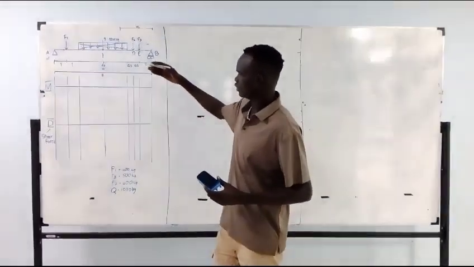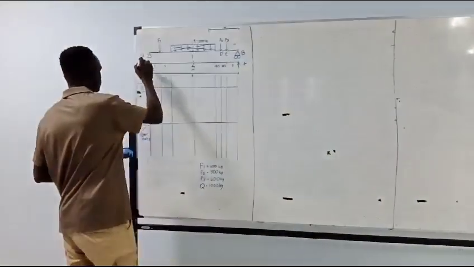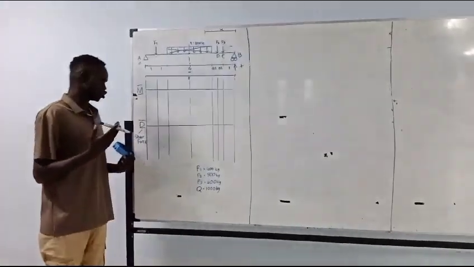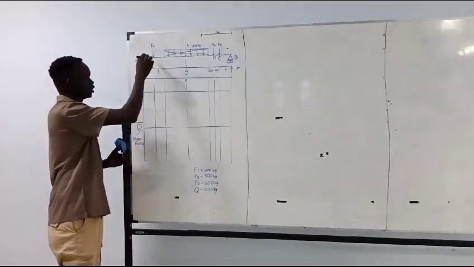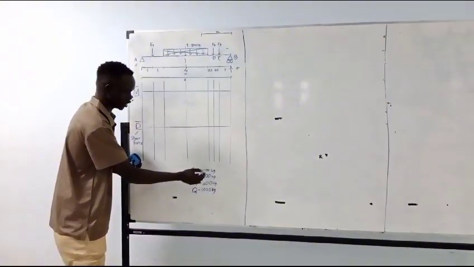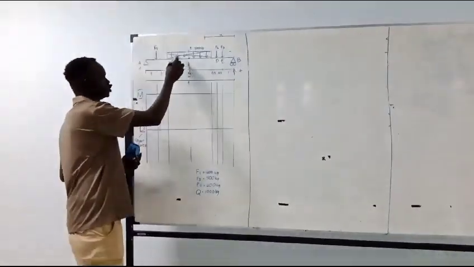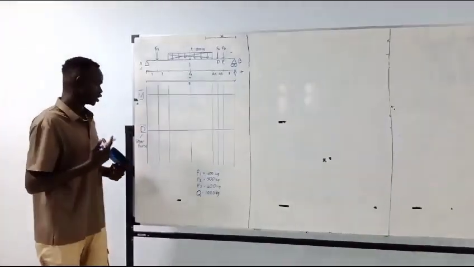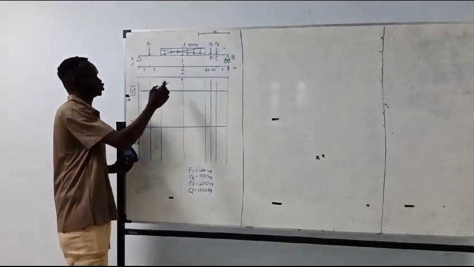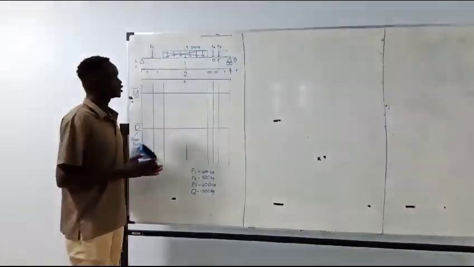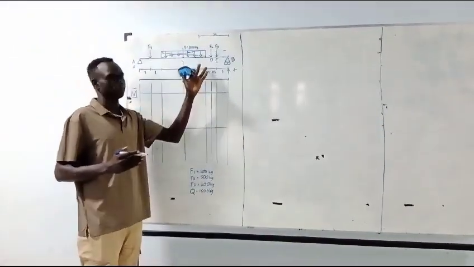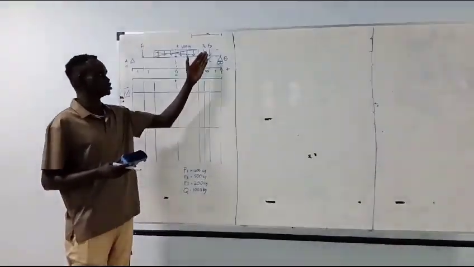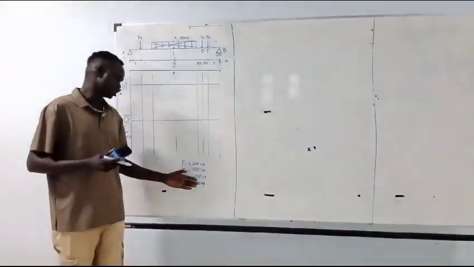When we analyze the diagram, it has two points, point A and point B. At point B there is a support. We have force 1 at point C, given as 400 kilograms. We have a UDL, the uniformly distributed load, of 1,000 kilograms over a distance of 4 meters. We have force 2 at point D, which is 500 kilograms. We also have force 3 at point E, which is 600 kilograms.